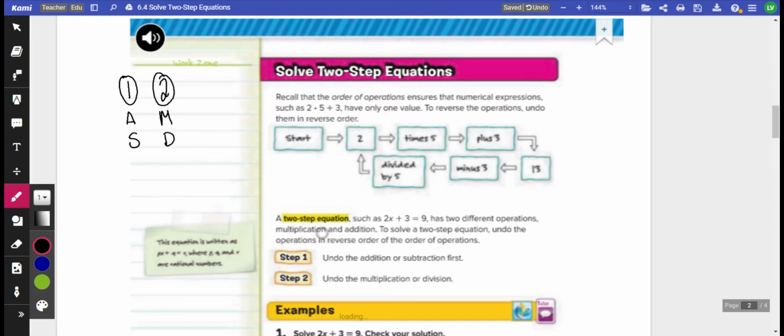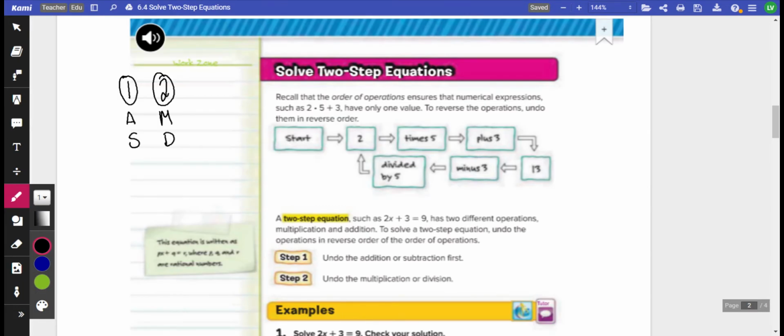I call this SAMD-ing the problem. So you subtract or add, multiply or divide. But again, it's like the word sand with an N, but instead it's an M.